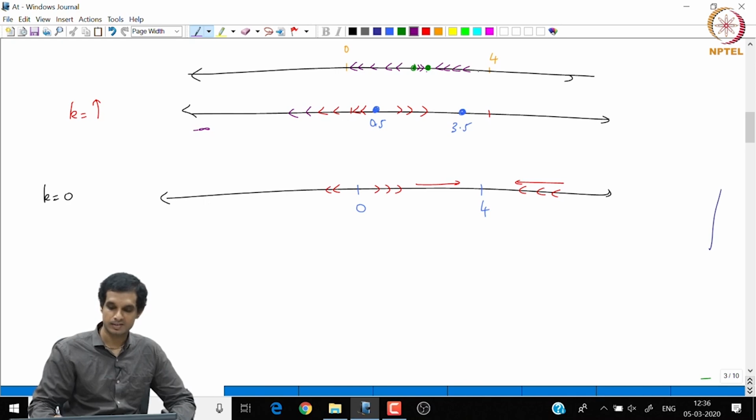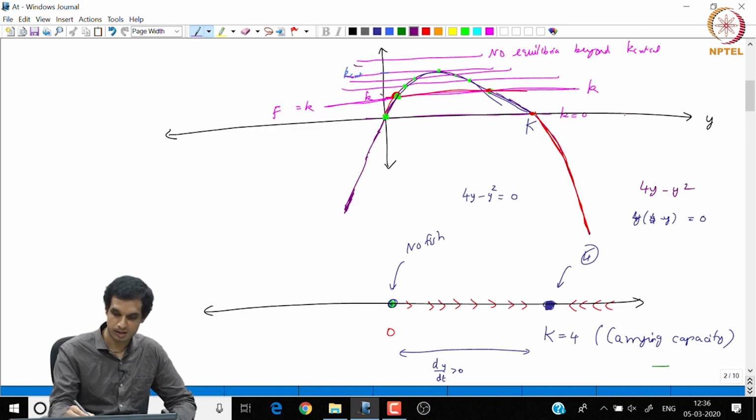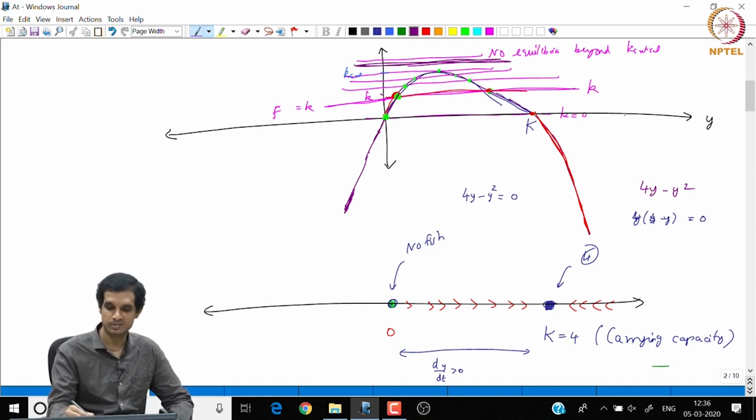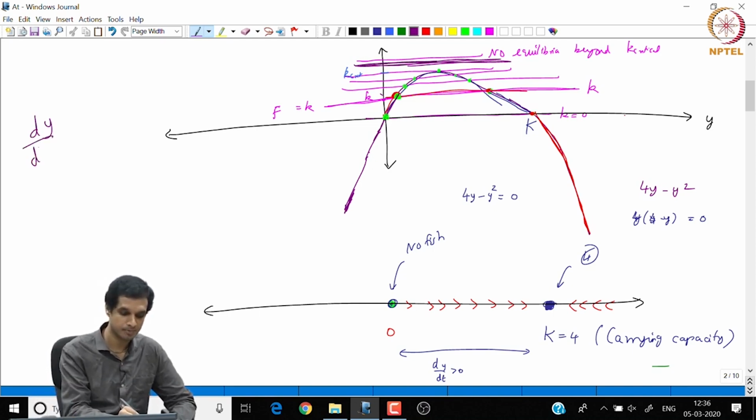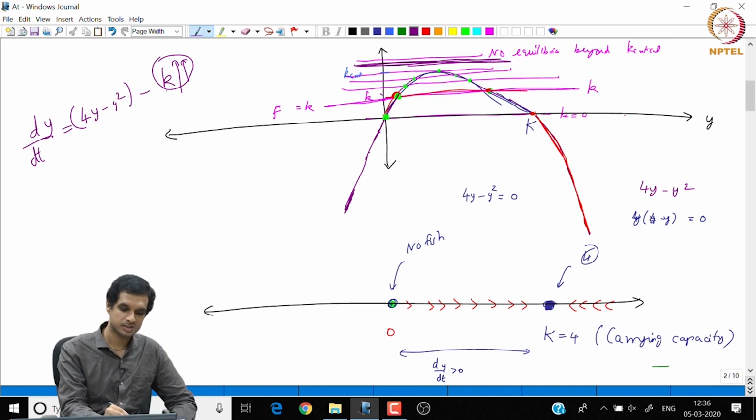Now when k exceeds the critical value, suddenly there are no equilibria, and you observe that dy by dt is always negative, because dy by dt is 4y minus y square, this quadratic, minus k, and when k is really high, it will beat this term. So dy by dt will always be negative now. This straight line always beats this curve.